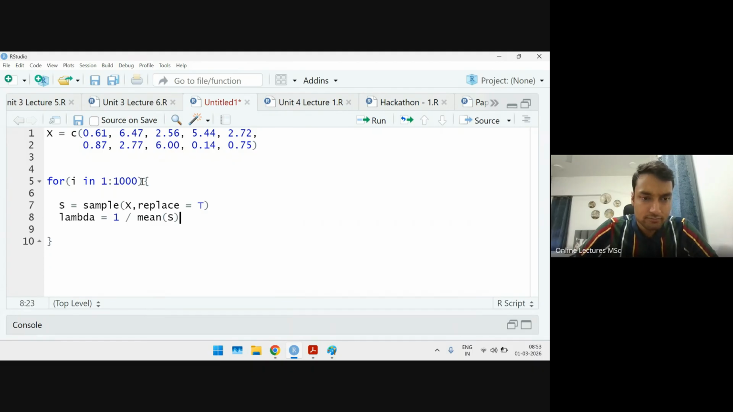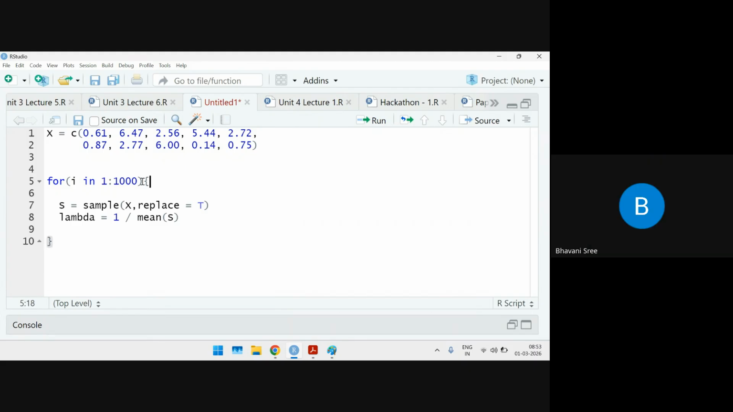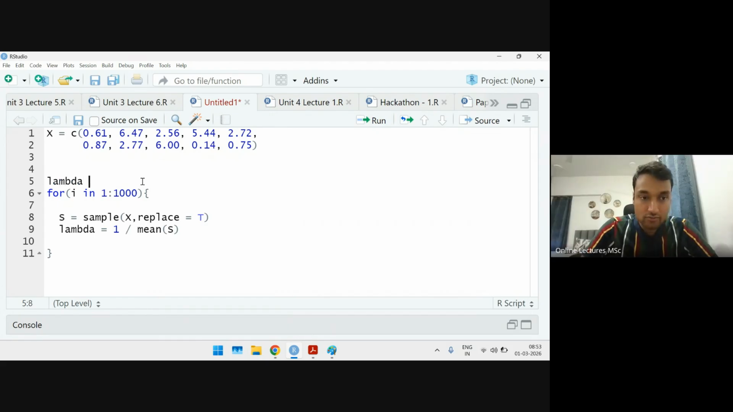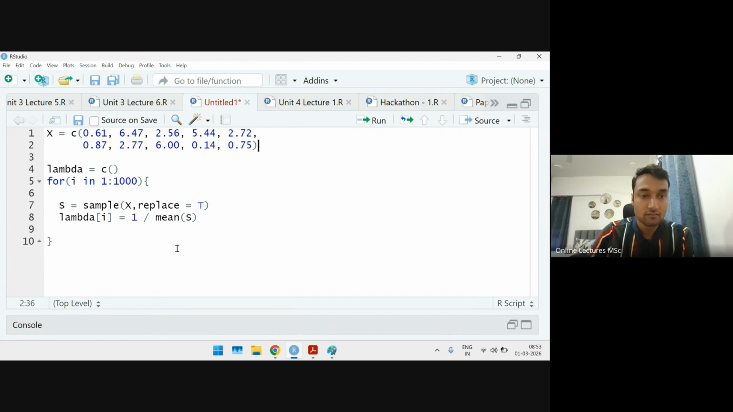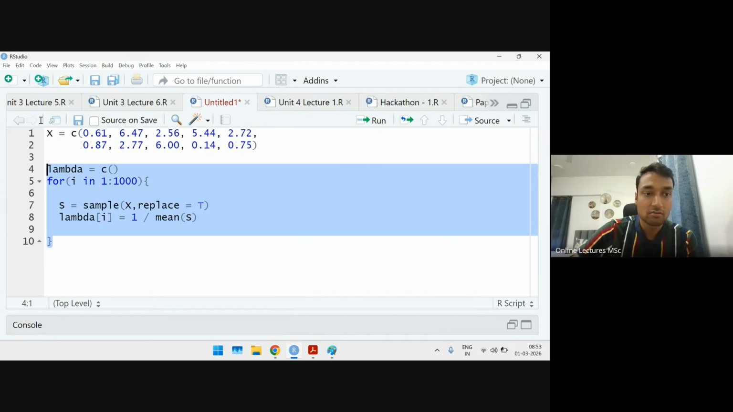Correct? Lambda vector, yes, very good. You again initialize the lambda vector and put an indexing here, because lambda will no longer take one value. It will take 1,000 different values. See if this is making sense, everyone. That's it. This is what bootstrapping is all about.